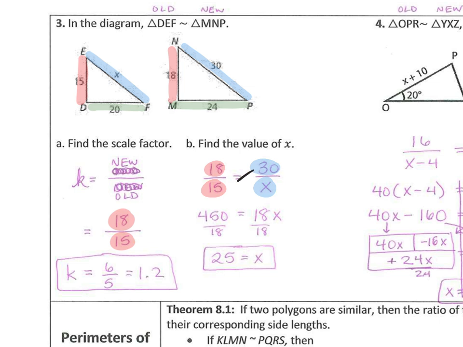We do 30 times 15, and I would get 450. I do 18 times x, and I would get 18x. Do we see how I got my next step right there? What did I do to solve for x? I divided by 18 on both sides, which is like the last step of the box method, so that I could solve for x. That was a simple solve, so I didn't need to use the box method. Do we follow?